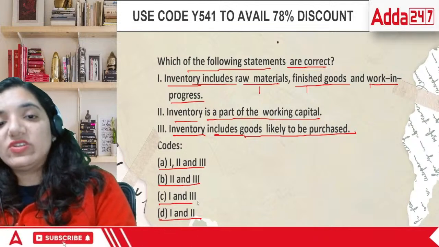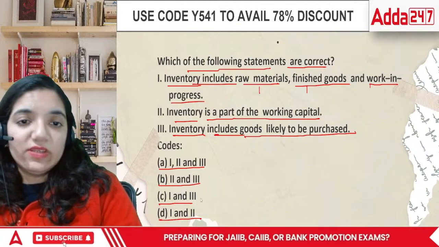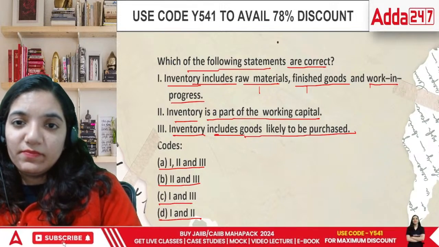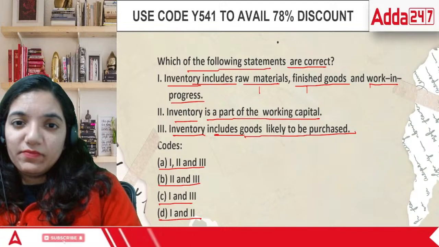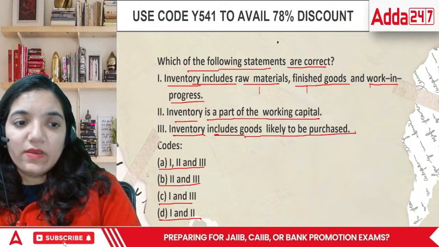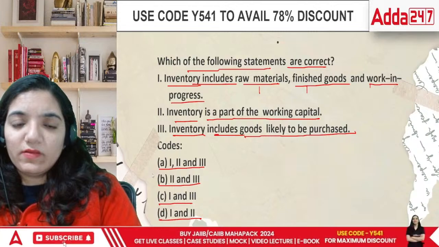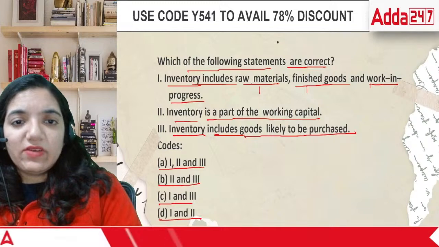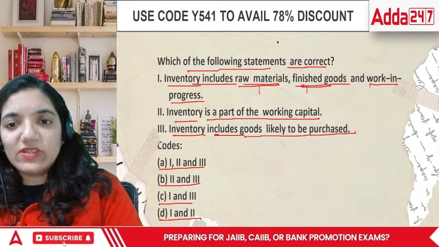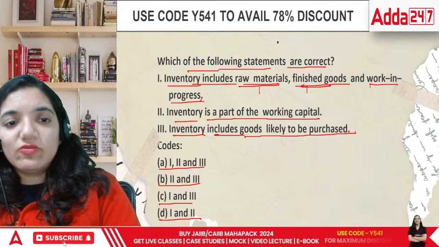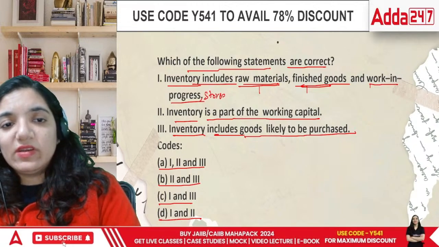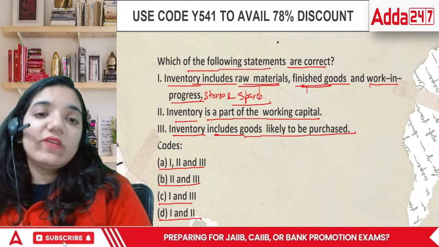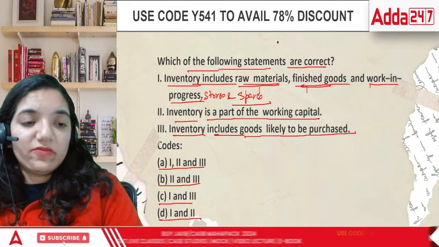When we talk about inventory now, it includes all of these. Answer is all of these. Inventory includes raw material, finished goods, WIP, and it also includes stores and spares. In a few books, they cover stores and spares, and yes, in our book, they do. So we'll include this, and it is a part of working capital.